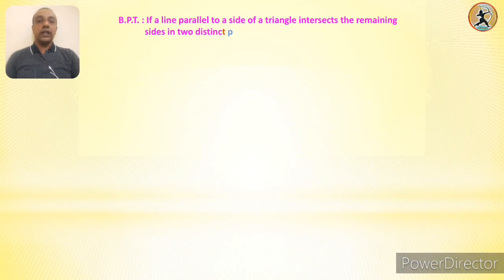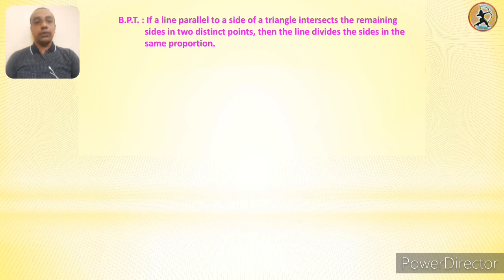The statement of the theorem is given over here. If a line parallel to a side of a triangle intersects the remaining sides in two distinct points, then the line divides the sides in the same proportion. In any theorem, first of all we have to find the antecedent and consequent in the given statement.